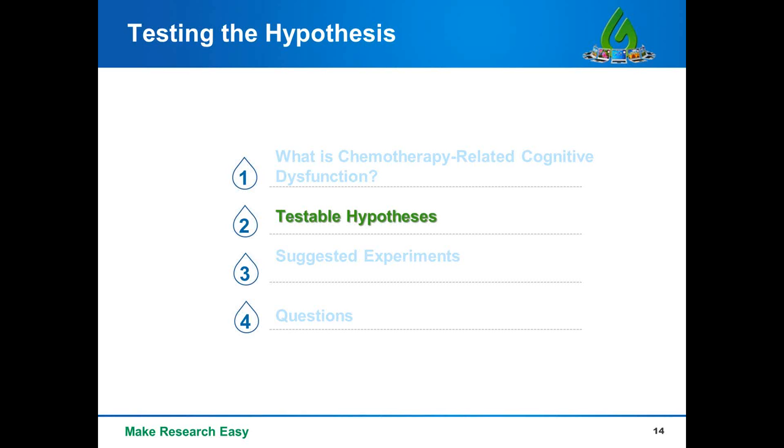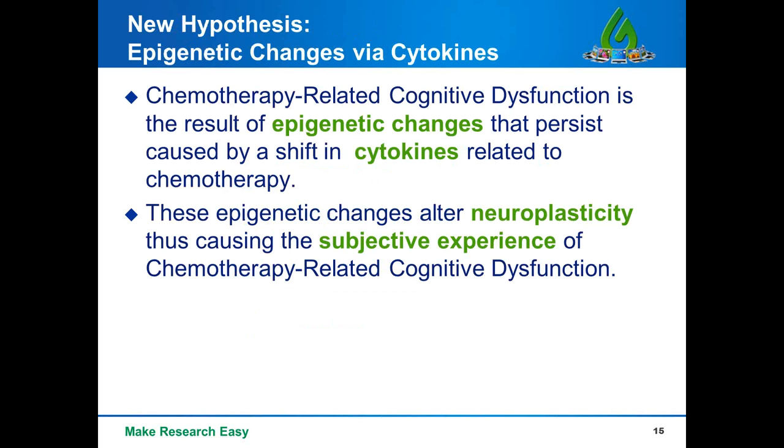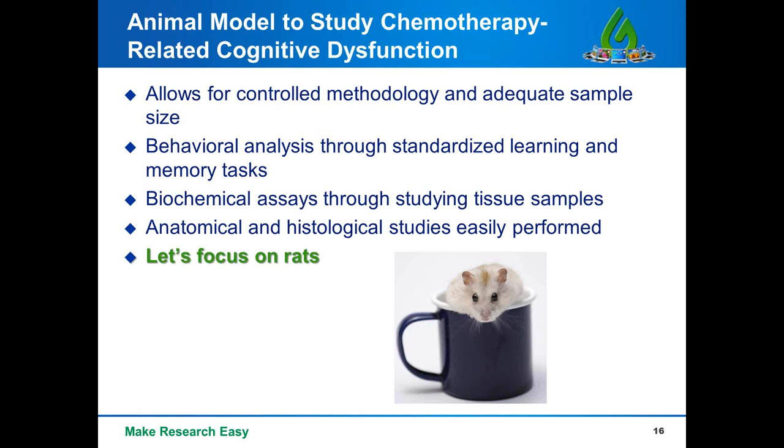So what can we do to test this new hypothesis in the lab? Are there ways to make testing more standardized and controlled? The new hypothesis, again, is that chemobrain is the result of epigenetic changes that persist, caused by a shift in cytokines related to chemotherapy. These epigenetic changes alter neuroplasticity, thus causing the subjective experience of chemobrain. So that's what we are going to try to test in this pretend grant.